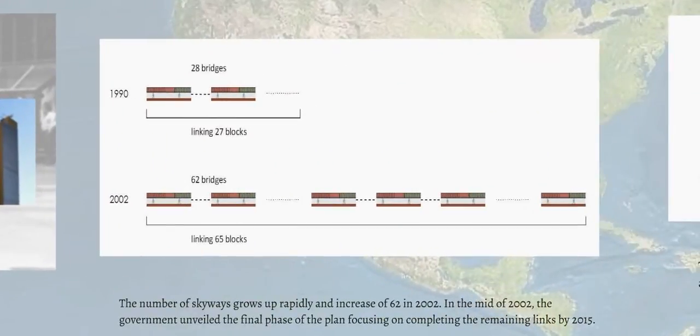In 2002, it was linking 2,000 stores, plus coffee shops and kiosks, 34 restaurants, 1,500 apartment units, 4,000 hotel rooms, and 2 million square feet of office space. The number of skyways grew rapidly and reached 62 in 2002. In the middle of 2002, the government unveiled the final phase of the plan, focusing on completing the remaining links by 2015.